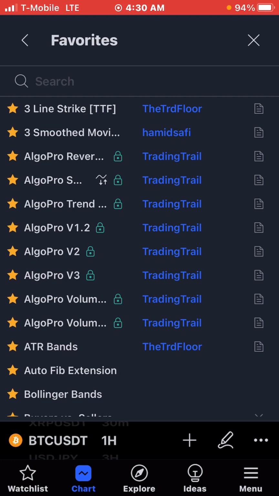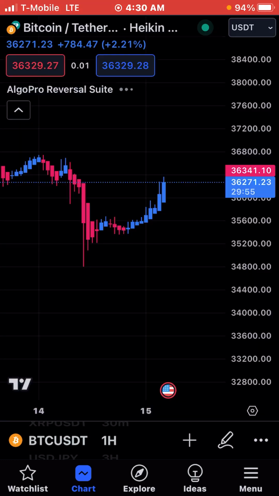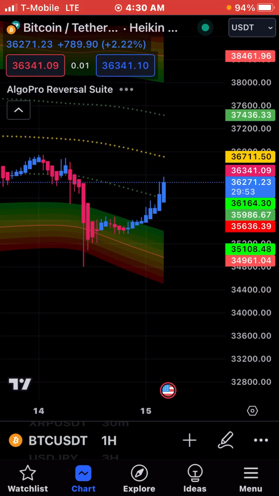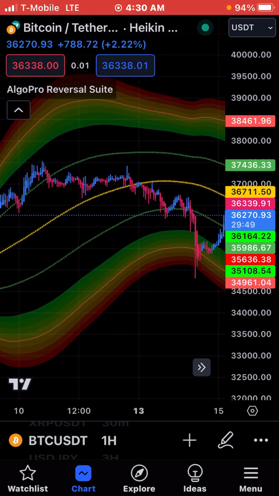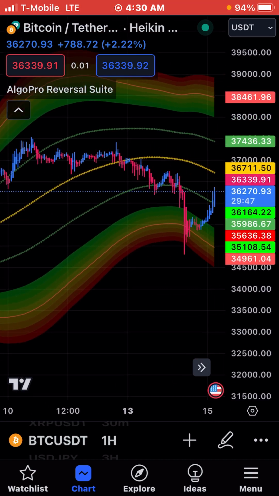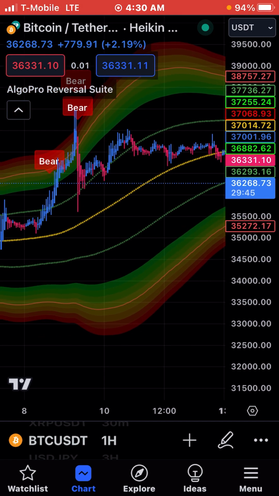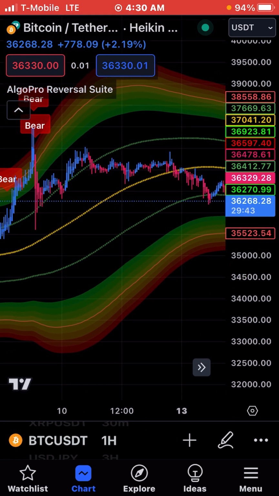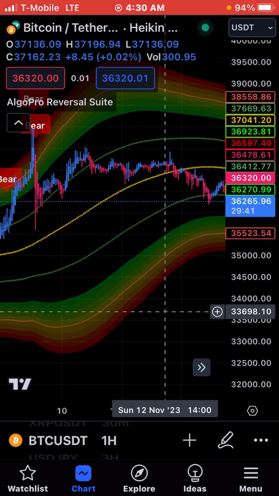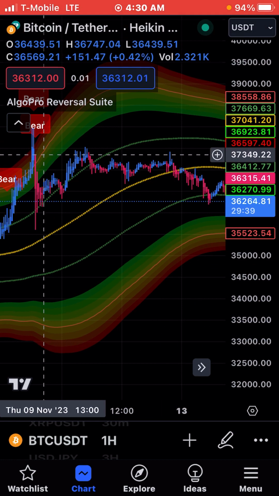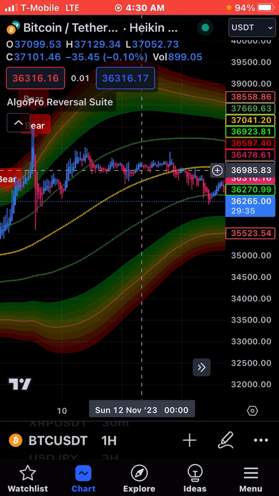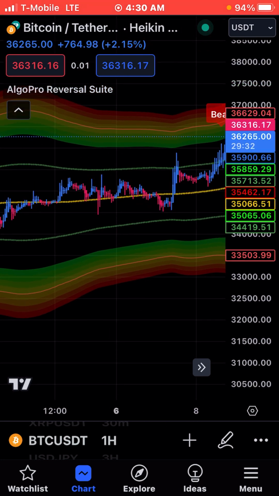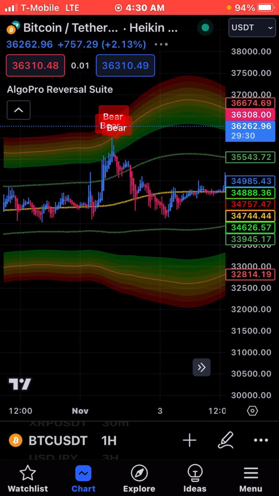We also have the AlgoPro Reversal, which basically gives you an idea if you were headed into bear or bullish territory. We could tell that it gave a signal right now that we were going into bearish, that it was headed into bearish. And if we see anything for bullish, it's all bearish.